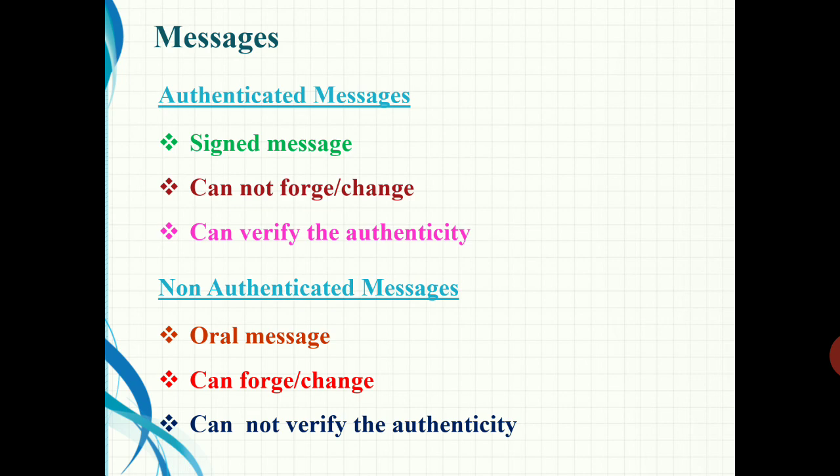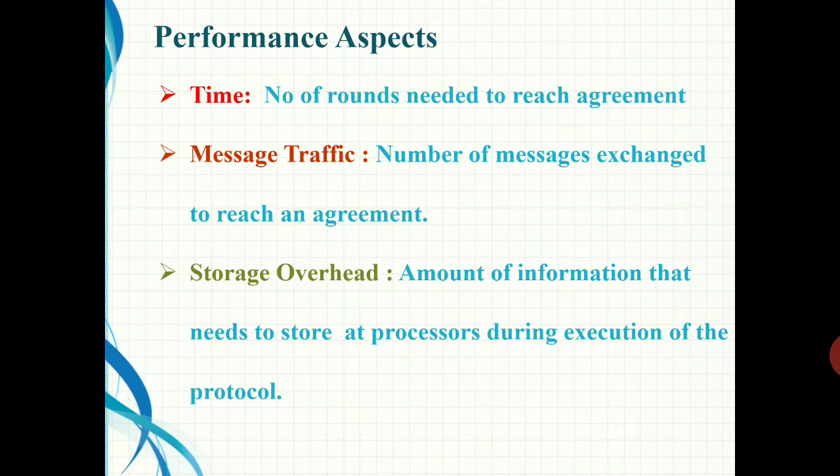Then come to the next, that is performance aspects. The performance of an agreement protocol is generally determined by some metrics. The first one is time, the second one is message traffic, and the last one is storage overhead. The time is the number of rounds needed to reach agreement. We already saw what a round is: each step, in particular synchronous communication or computation, is called a round. So the time depends on the number of rounds needed to reach an agreement.